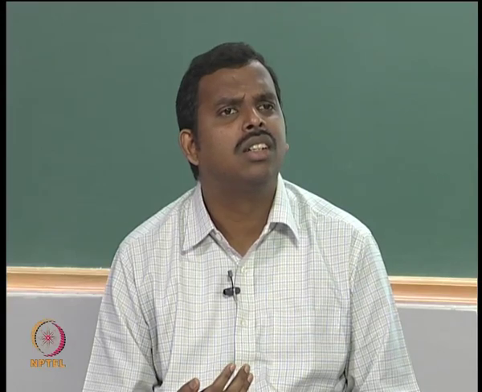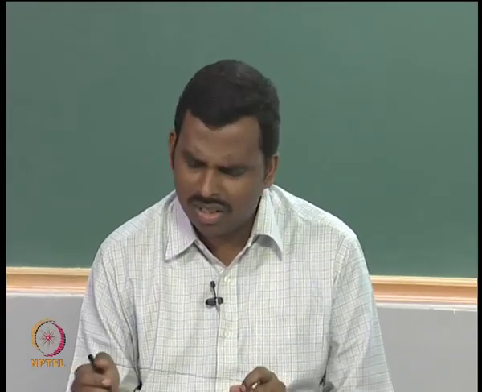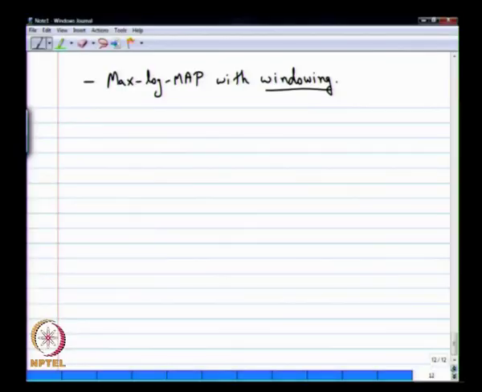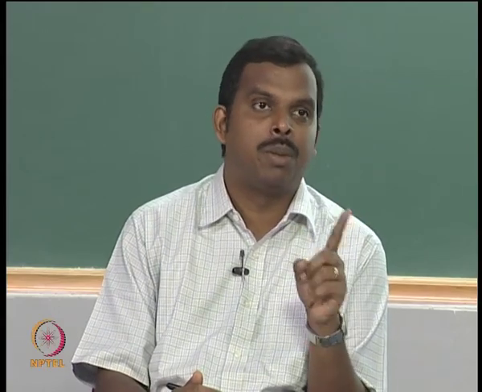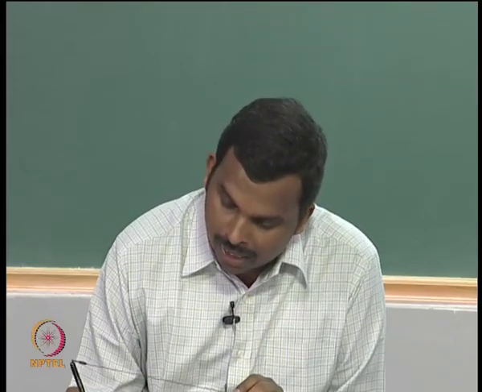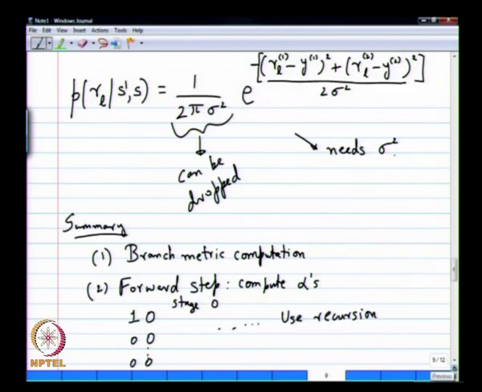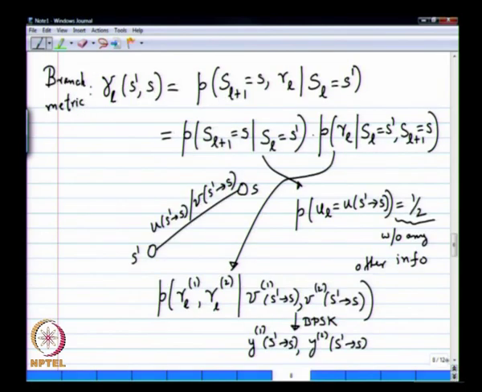Any other questions? How to go about QAM symbols? What do you do if it's not BPSK? That is the question. So the formulas essentially are the same. If you look at the way I derived it, up to the alpha, beta, gamma, I never used BPSK. Only in the final expression for the branch metric gamma, I used BPSK. So you can go back and think about that. Up to this formula, there is no use of BPSK.